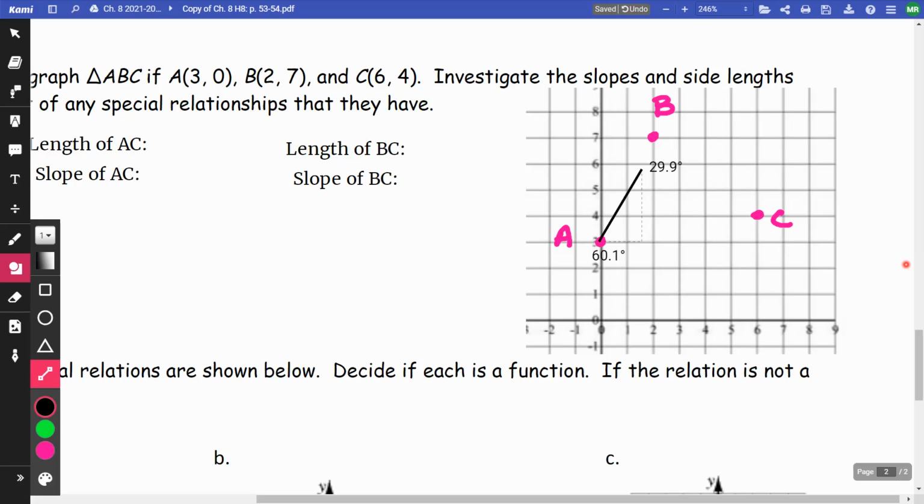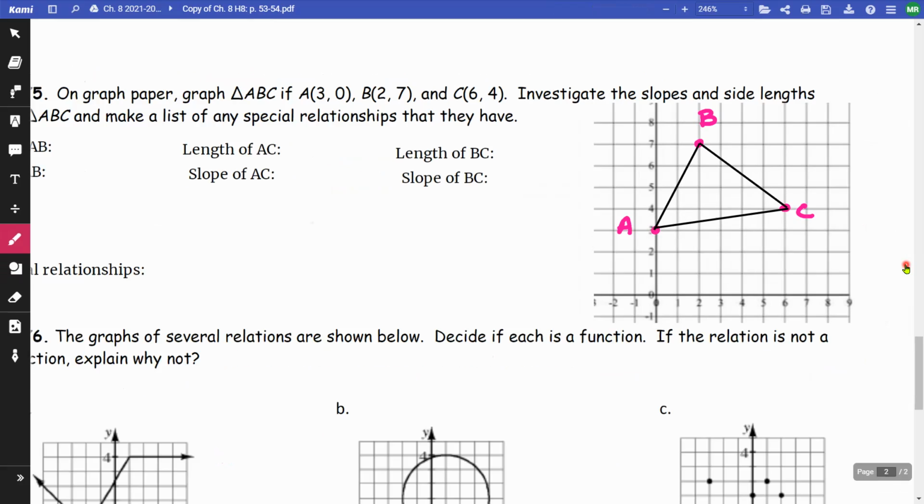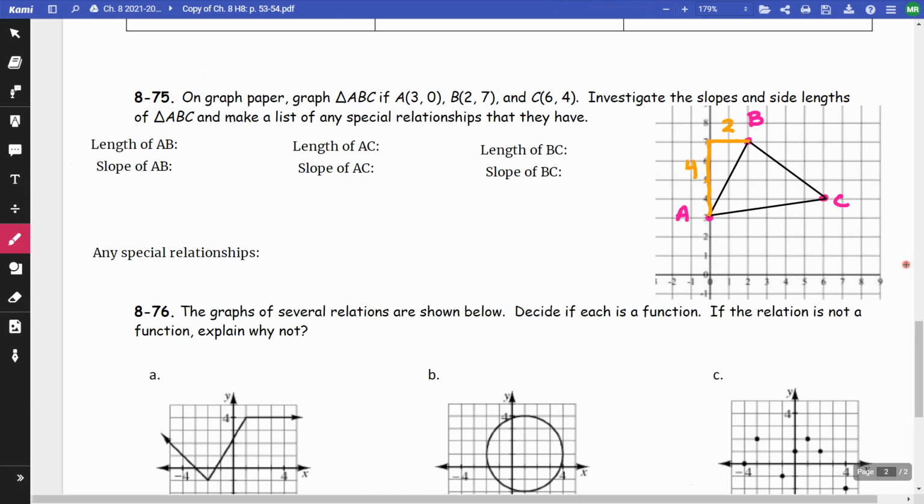So I'm going to connect A with B, A with C, and C with A. Now to figure out the lengths and the slopes, let's first focus on AB. So AB, I'm going up and over. I'm going up 1, 2, 3, 4, and I'm going over 2. So up 4 over 2, that's going to be the slope here. So the slope's going to be 4 over 2 or 2.